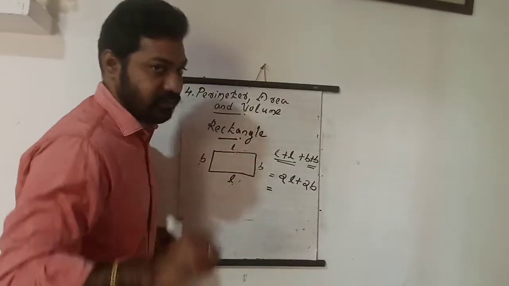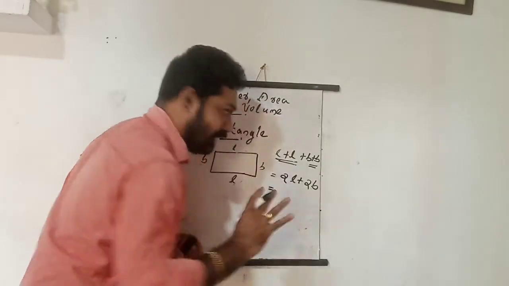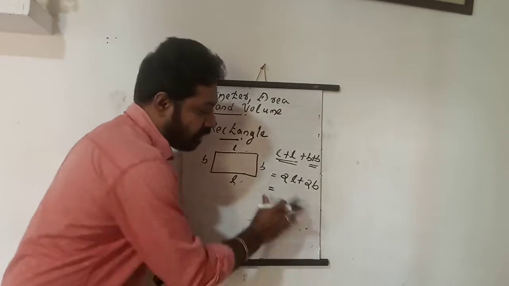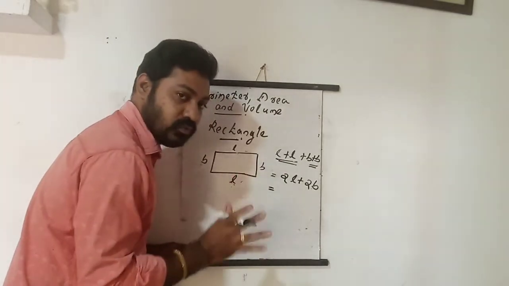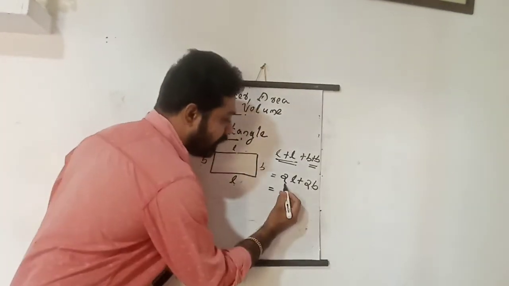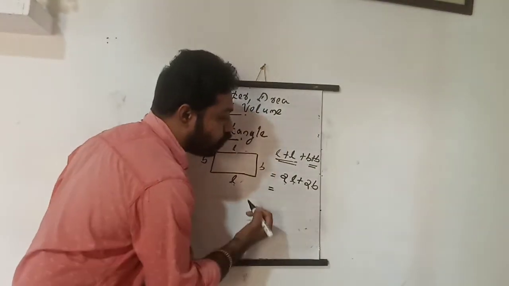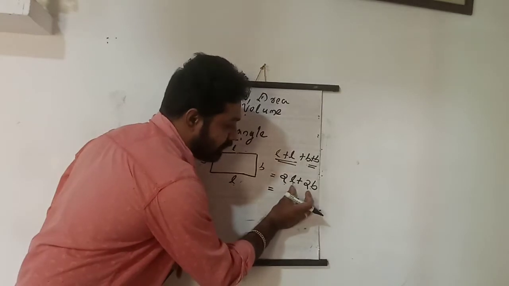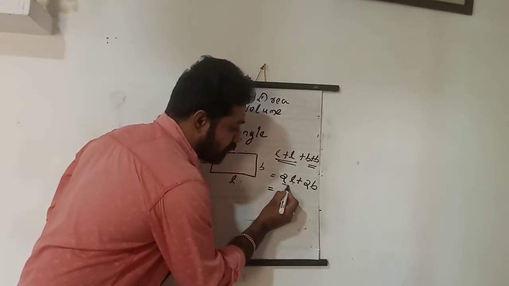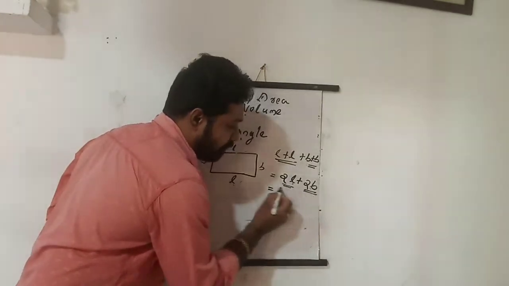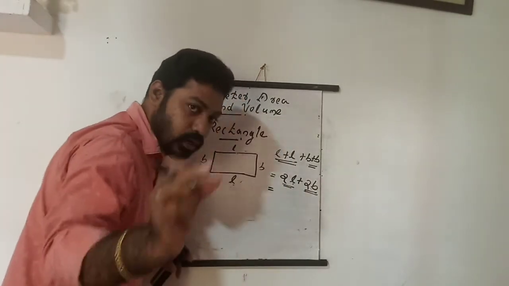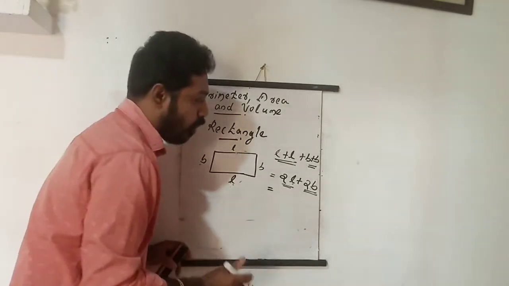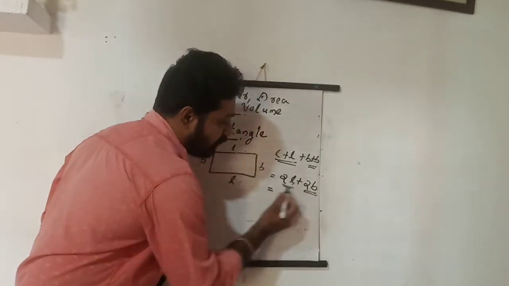Okay, now next thing very important. Here in mathematics, one thing is that we can take a common factor out of something. So what is common here? Here you can see 2l plus 2b. In 2l and 2b, what is common? 2 is common.